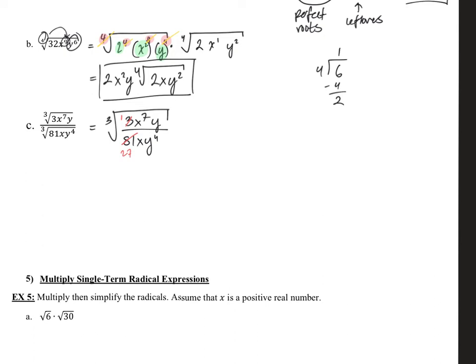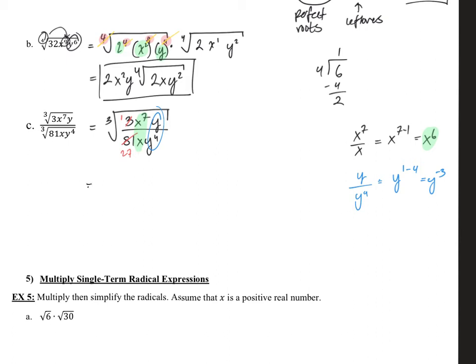And then let's see, x to the 7th and x. I can simplify x to the 7th divided by x: 7 minus 1 equals x to the 6th power. So these turn into x to the 6th power. Then, taking a look at the y's, I have y over y to the 4th, which is going to equal y to the 1 minus 4, which is y to the negative 3. So I'll replace that with y to the negative 3.